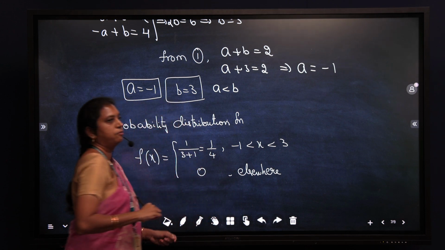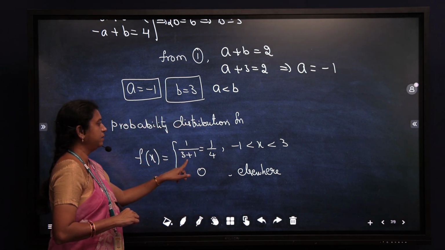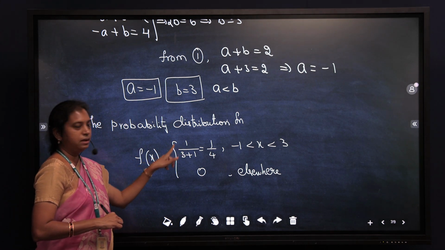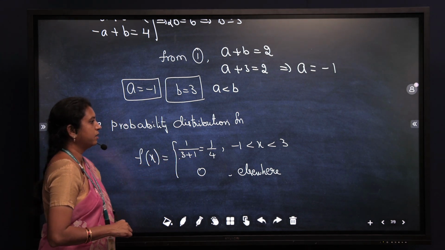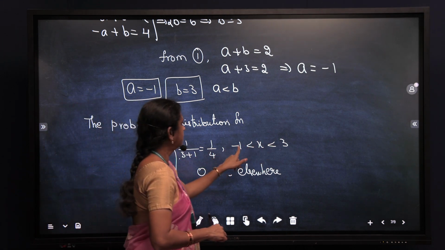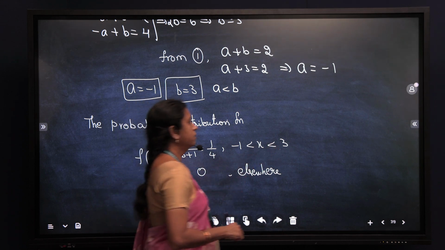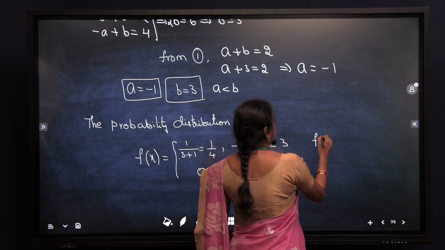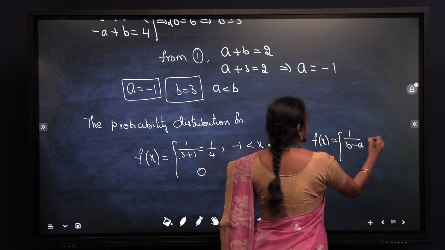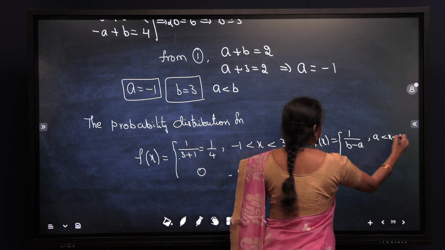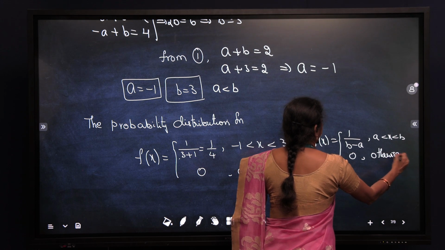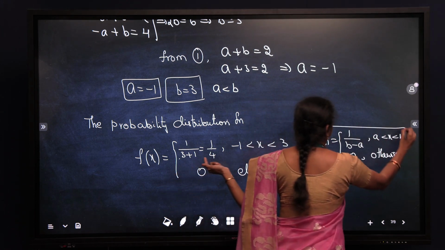Since the uniform distribution is given by 1 by b minus a, here the b value is 3 and the a value is minus 1. So we will have 1 by 3 plus 1, which is equal to 1 by 4. So f of x is equal to 1 by 4 between the interval minus 1 to 3, that is a less than x less than b. We have already seen that f of x is given by 1 by b minus a between the interval a less than x less than b and 0 otherwise. So based on this form we have written the distribution function f of x.